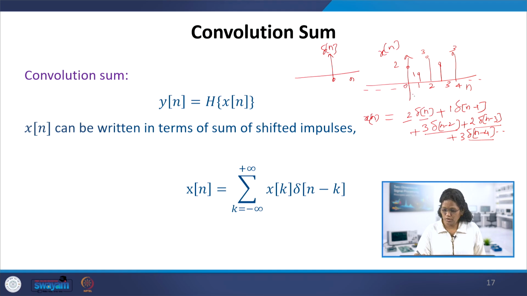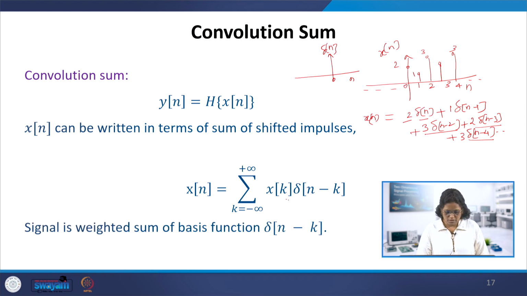This is 2 into δ[n], 1 into δ[n-1], 3 into δ[n-2], 2 into δ[n-3], and 3 into δ[n-4], plus if you have some more sequences, then you can add them together. So, x[n], that is what this equation says, that any x[n], any discrete-time sequence, can be written in terms of the summation, k from minus infinity to plus infinity, x[k] δ[n-k], and that is called the weighted sum of basis functions. The basis function is this δ[n]. This is the way in which we write it.